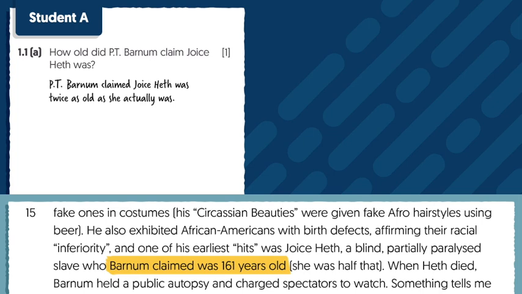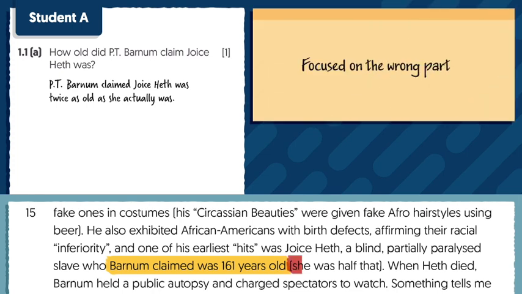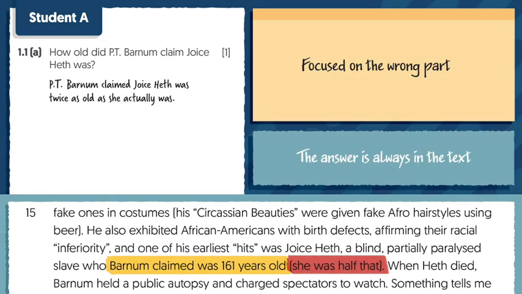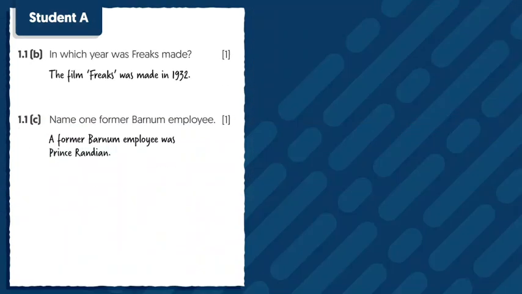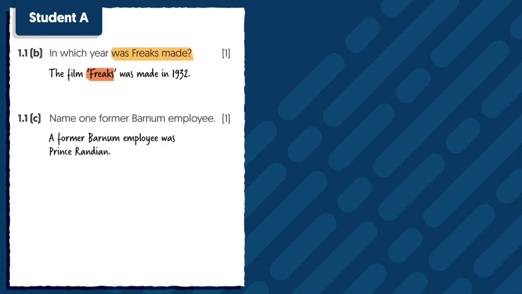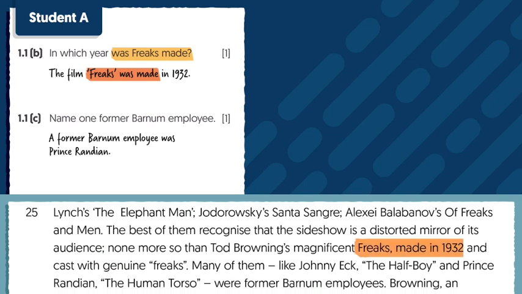Instead of using the information in the text as it was, student A has worked harder than they needed to, focusing on the part of the text which says she was half that, and rewording the answer. For these questions, the answer is always in the text, you just need to find it. But they did better on the second 2 questions. They've used the keywords from the question to guide their answer to 1B, correctly identifying from the text that the answer is 1932. For 1C, there are 2 potential former employees in the text to choose from, Johnny Eck and Prince Randian. Student A has written down one of them, so gets the mark here too.